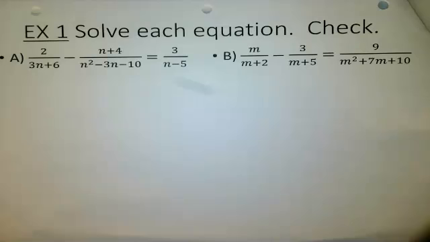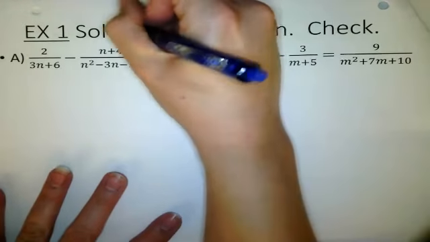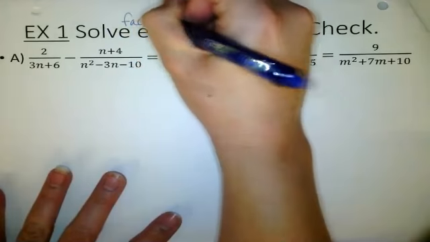All right, example 1, solve each equation and check. You absolutely need to check your solutions. Keeping in mind that these are rational fractional equations, and remember, we're not allowed to divide by 0. So we want to pay attention to what makes those denominators 0. So the rule is factor first. Factor, factor, factor. And by factor, I mean factor denominators.